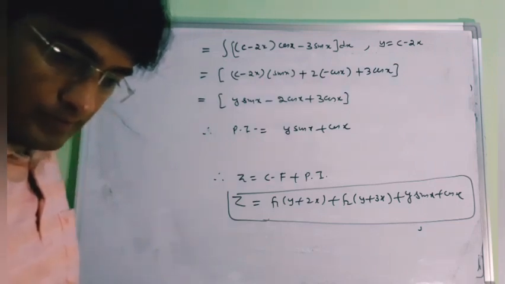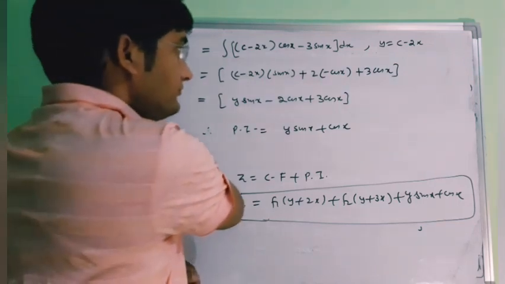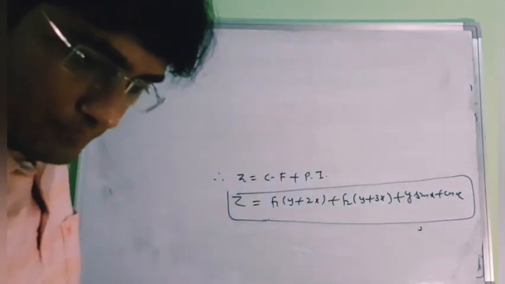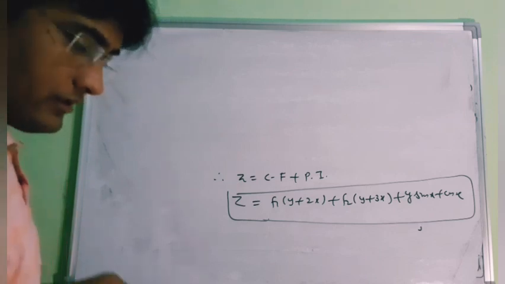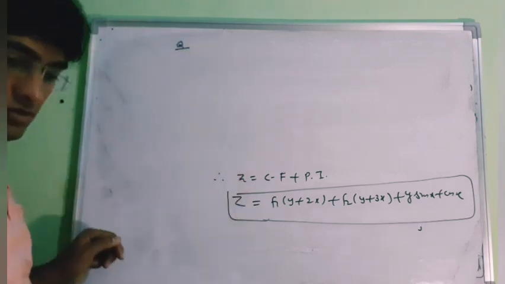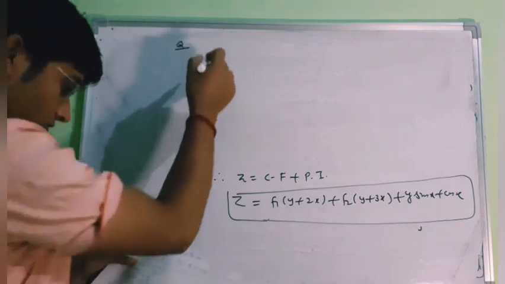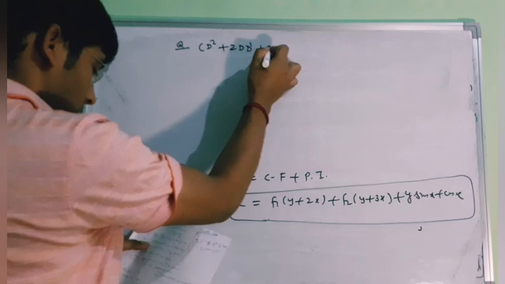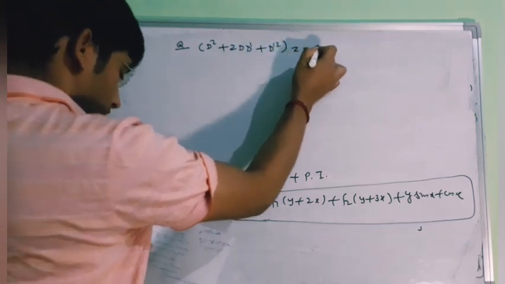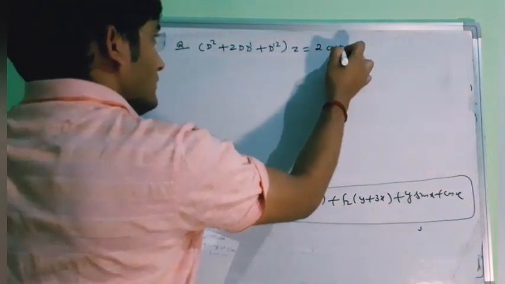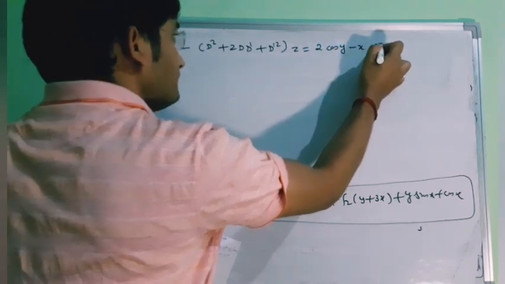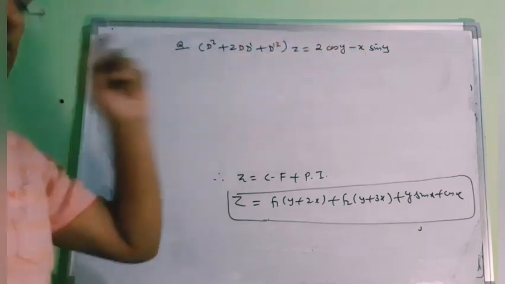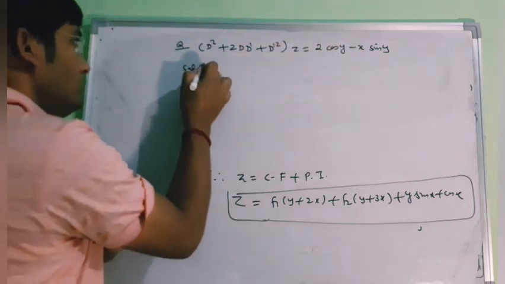Now next question. Again, using the general rule we can solve this question: D squared plus 2D D dash plus D dash squared into z equal to 2 cos y minus x sin y. Using the same technique we can also solve this question. Let us solve it. Solution.